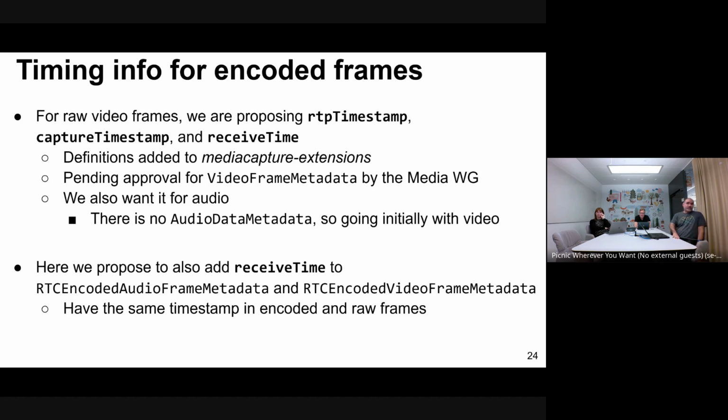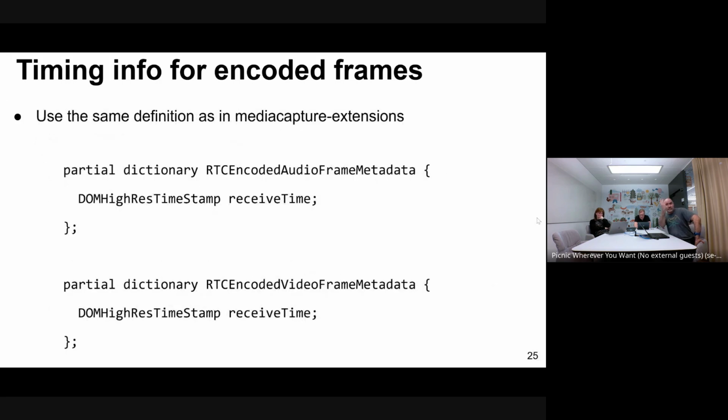And yeah, so the proposal here is to also add the receive time to the encoded frames, so that we have everything in all places. So in raw frames, encoded frames, and request video frame callback. It's basically it. The next slide. We would just basically add a DOM high resolution timestamp receive time to those metadata, and that's it.